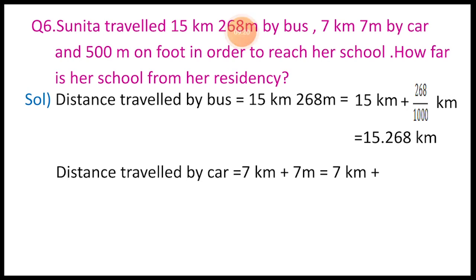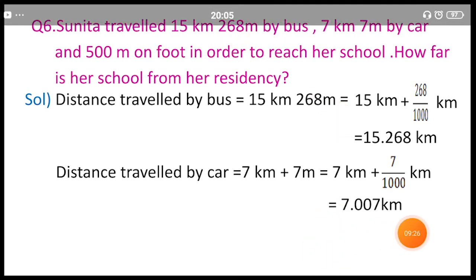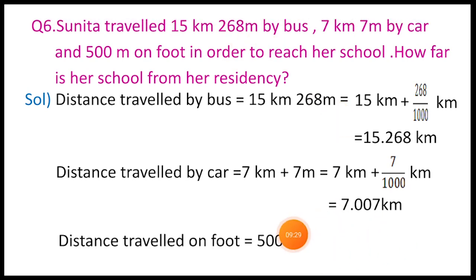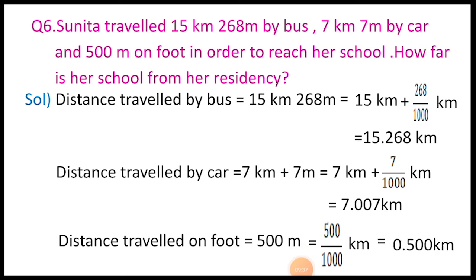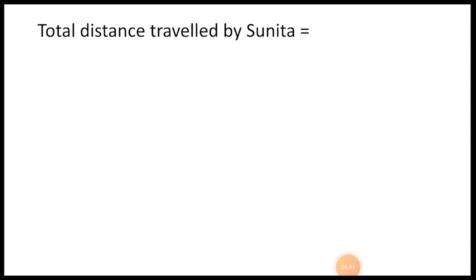In the same way, the distance traveled by car is equal to 7.007 kilometer, and the distance traveled on foot is equal to 500 meters. So we'll convert it into kilometers, so it will be written as 0.500 kilometer. Now let us get their total sum to obtain the total distance traveled by Sunita.